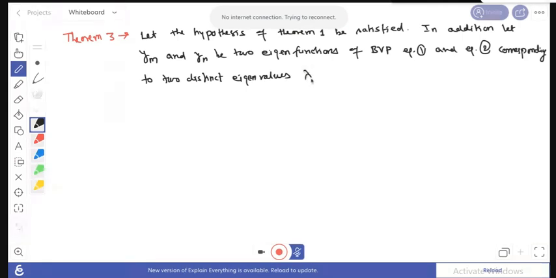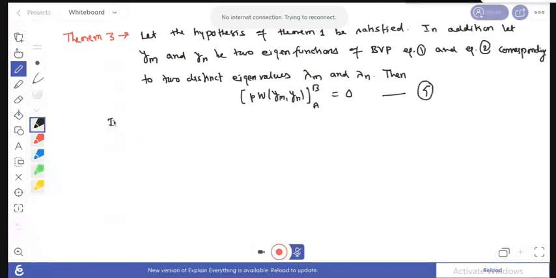Suppose for lambda n we get y n, and for lambda m we get y m. Then you have to prove that the integral of p times the Wronskian of these two eigenfunctions on this domain a to b is equal to 0. This is equation number 5.